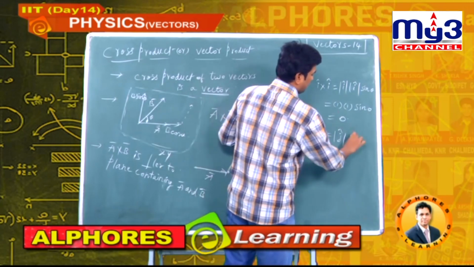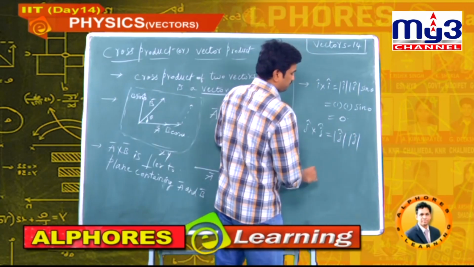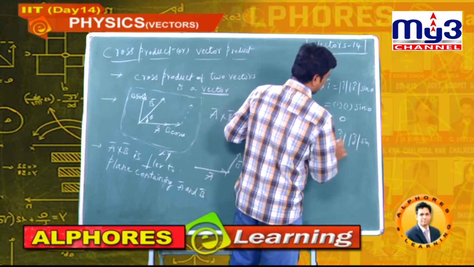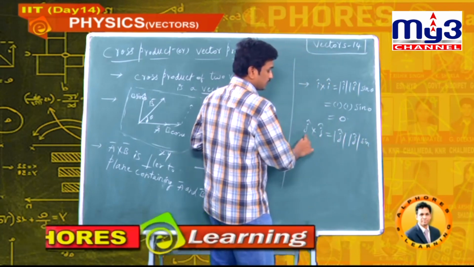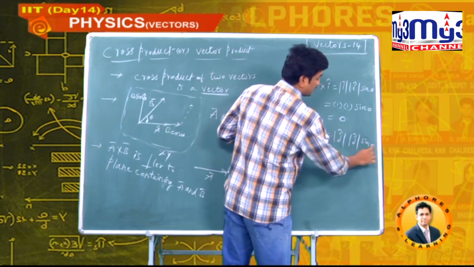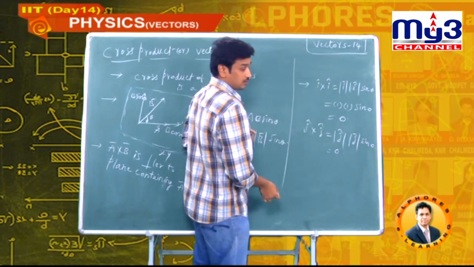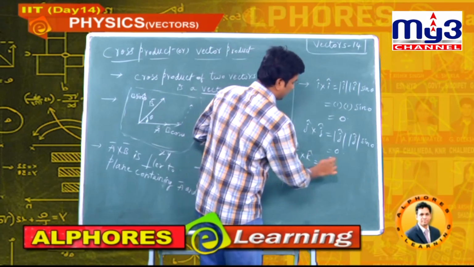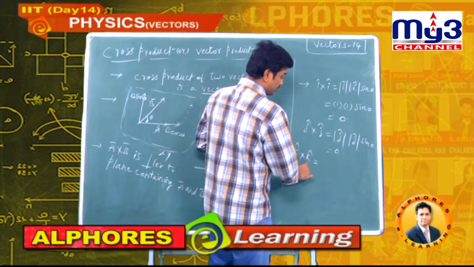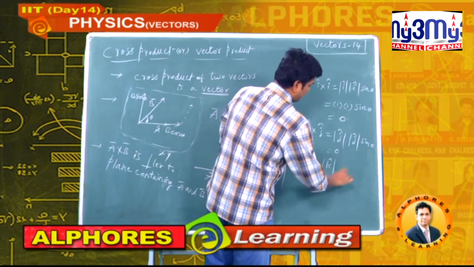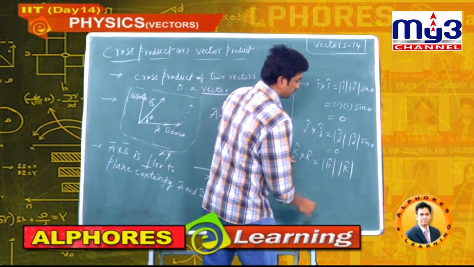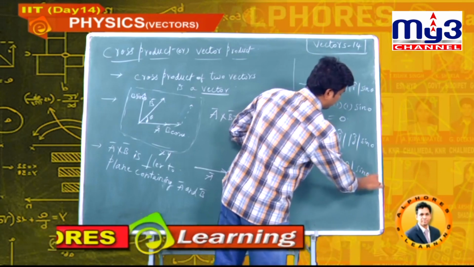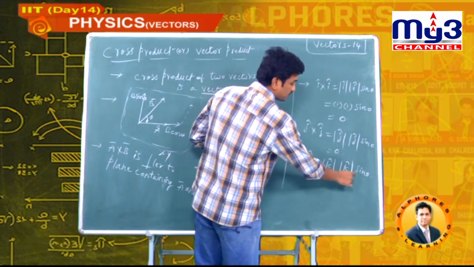Mod J cap, sine theta, the angle between the Y axes is 0, sine 0 is 0. So something into 0 is 0. Similarly, K cap cross K cap is how much? Mod K cap, mod K cap, sine of the angle between both of them: 1, 1, sine 0 is 0.